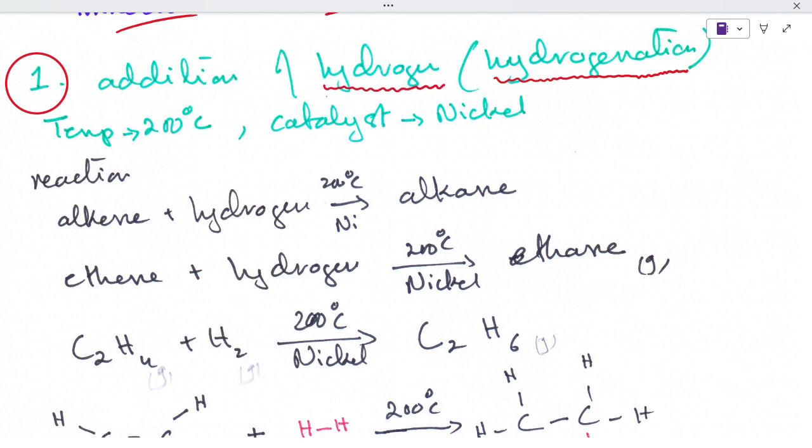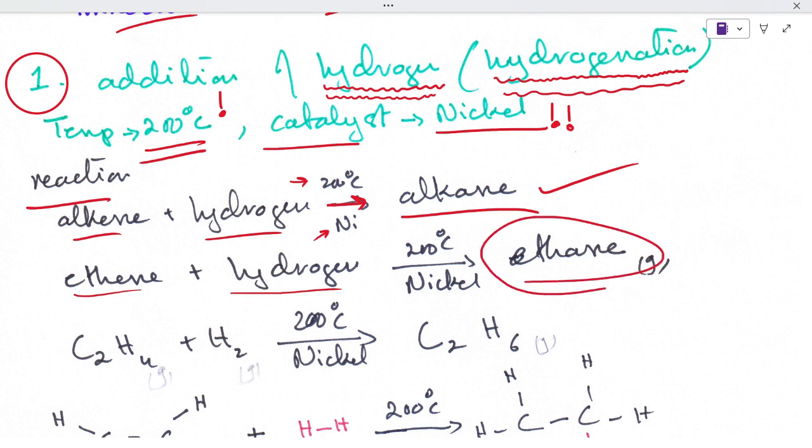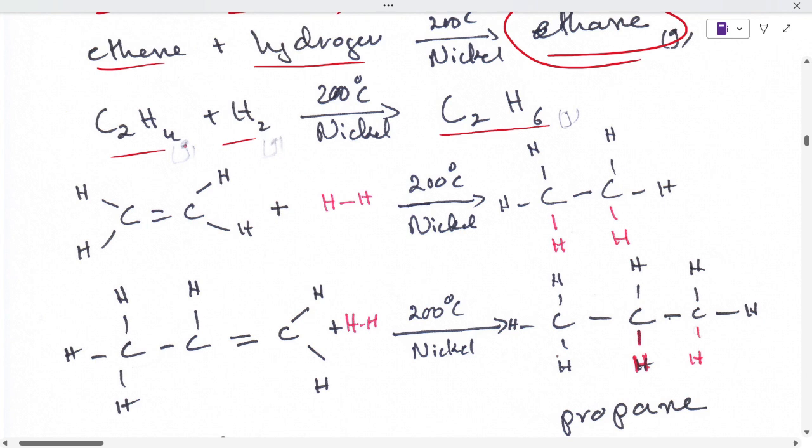Now first of all, addition of hydrogen, which is called hydrogenation. Temperature required is 200 degrees centigrade. Catalyst, nickel. Now the reactions. Alkene plus hydrogen. Now on the arrow I have written 200 degrees centigrade and nickel. It forms alkane. If it is ethene, it will form ethane. Now I have written its molecular formula, hydrogen, and it forms ethane. And their state symbol is they are all in the form of gases.